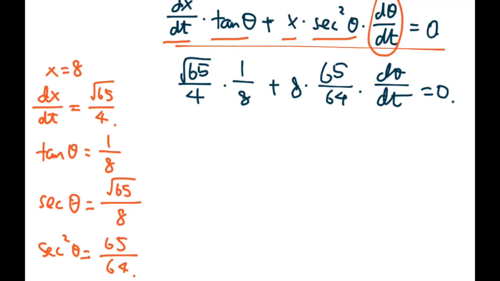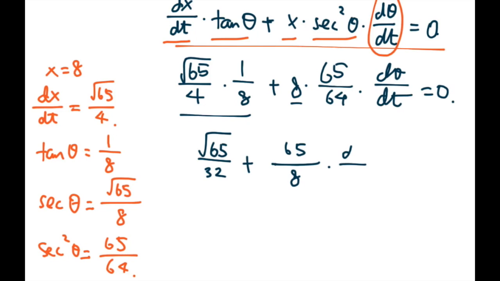And finally, if we solve it, that means d theta over dt is equal to negative 1 over 4 times root 65. And here, the unit is radians per second. Okay, and this will be our final result. Okay, this is everything about this problem.